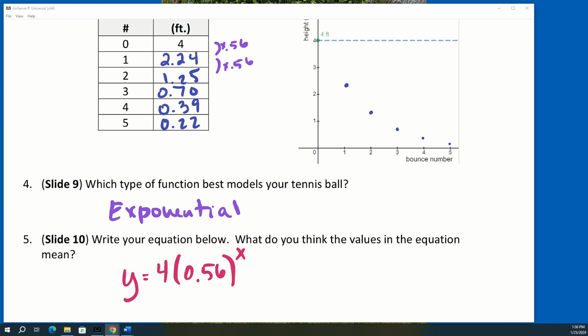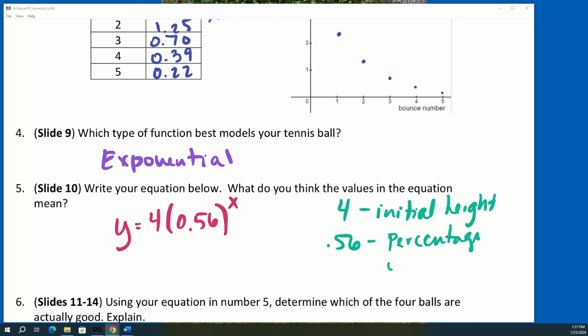That's what an exponential function is going to look like. The variable is going to be up at an exponent. That's why it's called exponential. Where 4 is the initial height, like at bounce 0, before it bounced, that's the height. And then 0.56 is the, I guess, percentage of bounce back. Well, that's how much was left. So it lost 44% and bounced back 56%. I don't know if that's a good word for it, but it's fine.